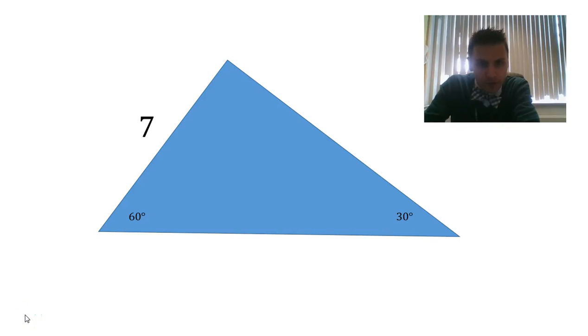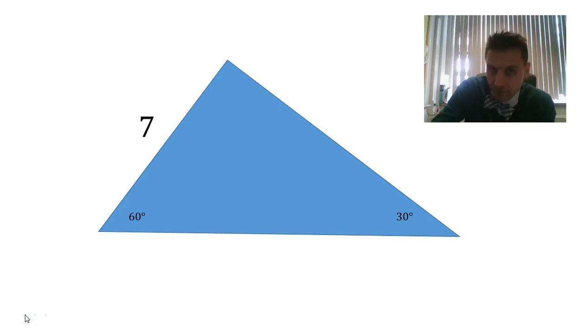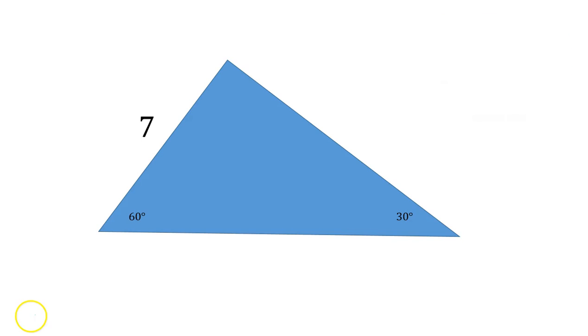All right, everybody, we have a couple of examples on 30, 60, 90 triangles because you will be expected to find missing side lengths of a 30, 60, 90 triangle given one of the side lengths. So a couple of examples here. First one on the screen here, we have a 30, 60, 90 triangle. How do we know it's a 30, 60, 90 triangle?